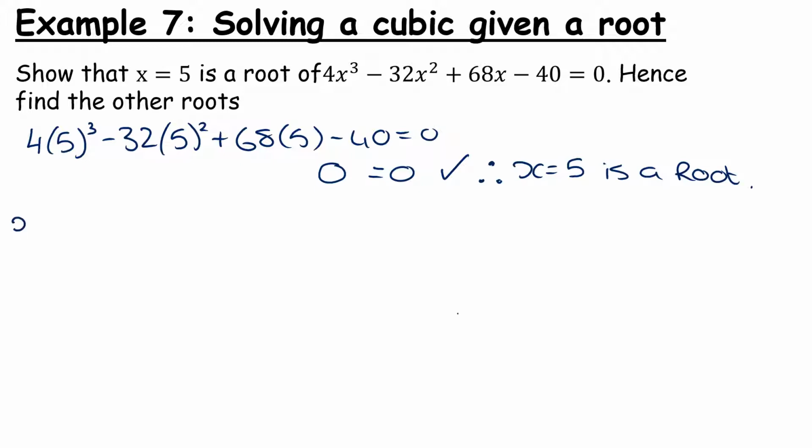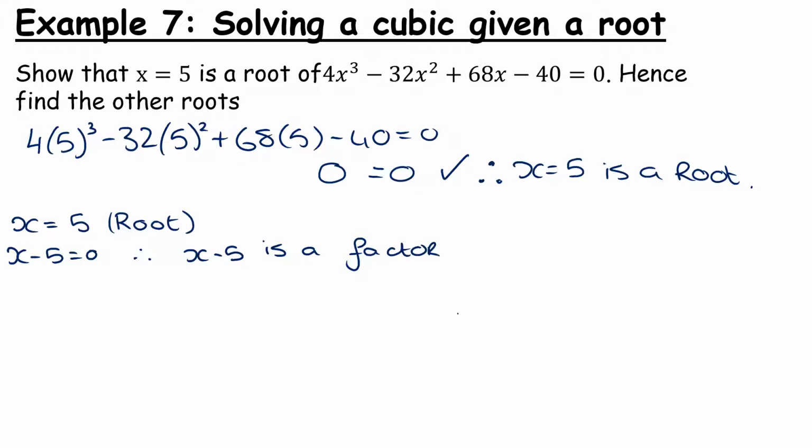If we are given x equals 5 is a root, from this we can get a factor. So we know that x minus 5 equals 0. Therefore, x minus 5 is a factor. This is covered in more detail in the video looking at factors, roots, and sketching and drawing polynomials. So if you're still a bit unclear about roots and factors, that might be a video to watch to get a little bit of extra help before coming back here. So x equals 5 is a root, so x minus 5 is a factor. In order to find the other factors, we must first divide x minus 5 into 4x cubed minus 32x squared plus 68x minus 40.